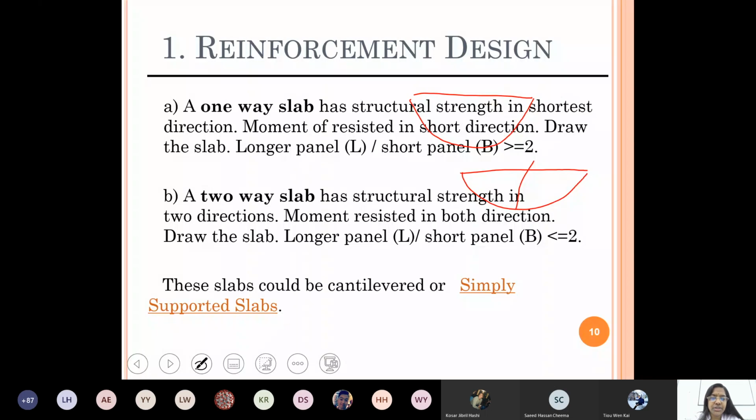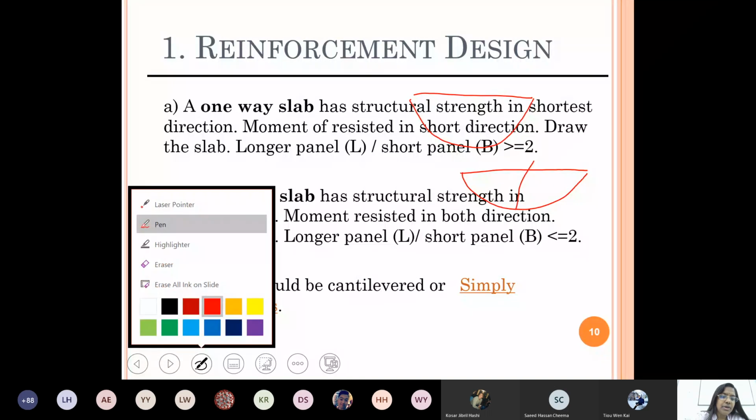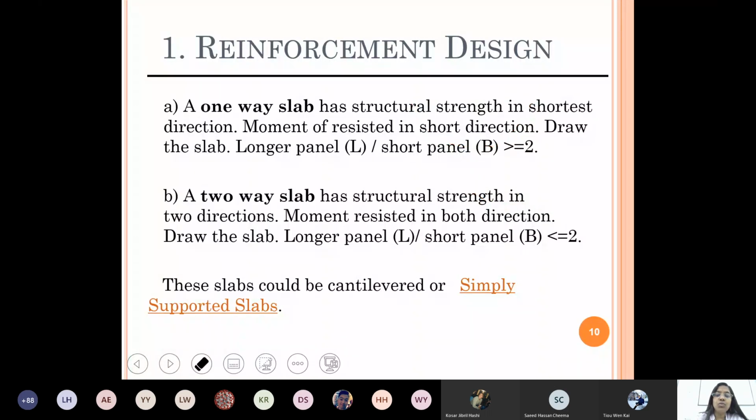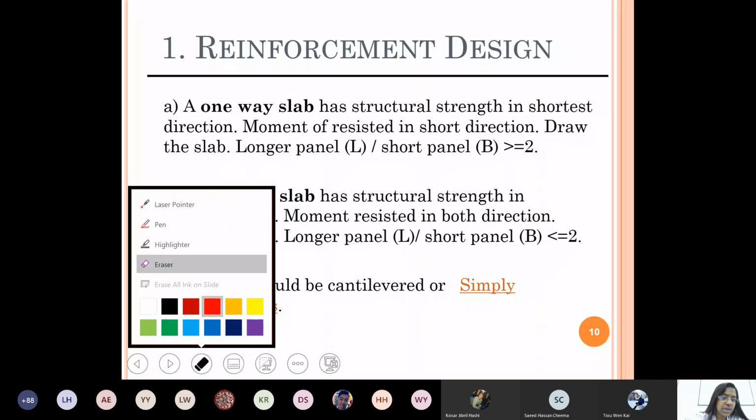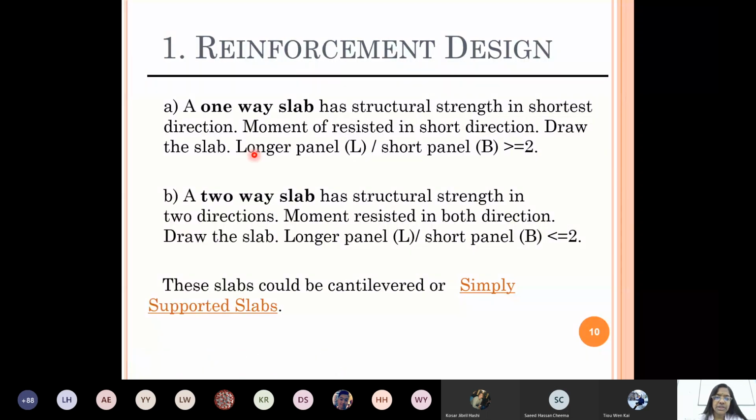Care needs to be taken to avoid such loading by properly designing it as either one-way or two-way. Later you will study all about these types of structures. Depending on the failure and the load type it is taking, you can go for either one-way or two-way. One-way has structural strength in the shortest direction, with moment resisted in the short direction.